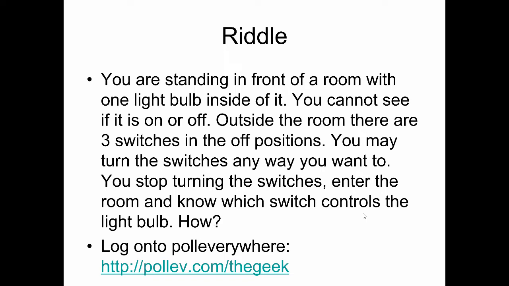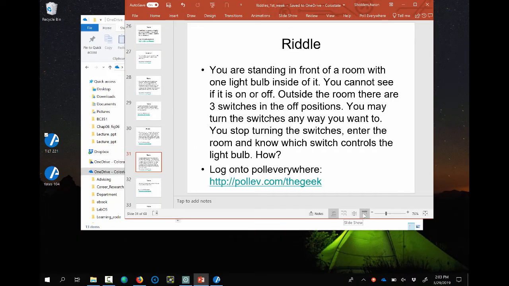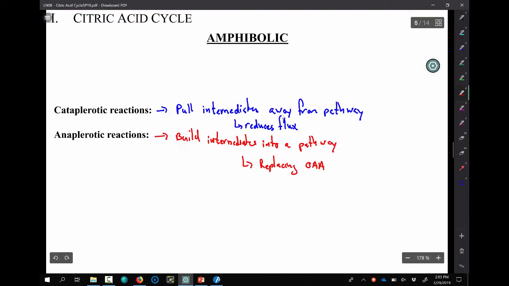So if you turn one on, you leave it on for 5 minutes. You turn it off. You turn another one on. You can enter the room, and if the light bulb is hot and off, then it was the one that you had on in the first place. If it's on, then it's the one you just switched on. And if it's off and cold, then it's the one you never touched. Oh, see? That was it. I hope you're taking notes on that. That'll end up coming back to bite you if you're not careful.